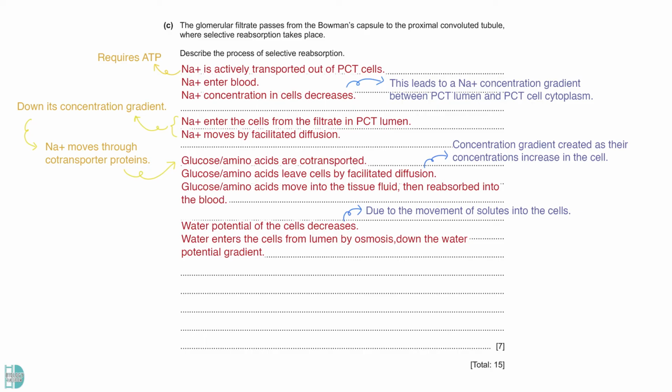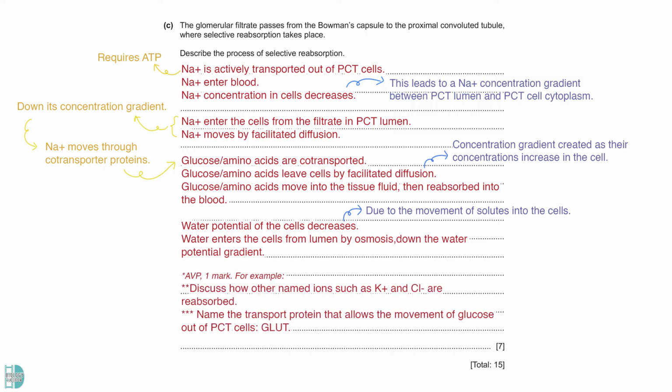There is a mark for AVP. For example, you can name other ions that are reabsorbed. You can also name the transport protein for the movement of glucose out of the PCT cell. It is called a GLUT transporter.